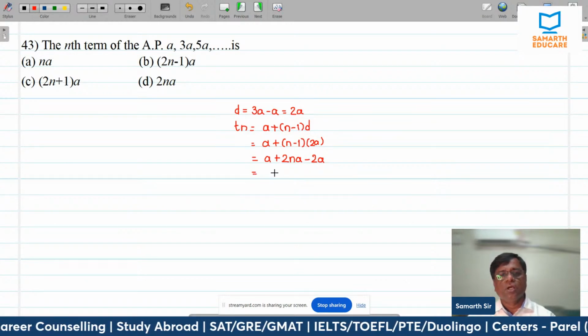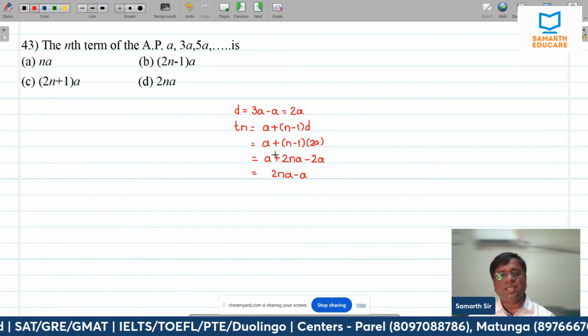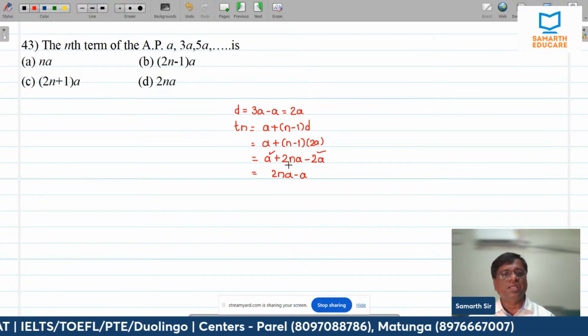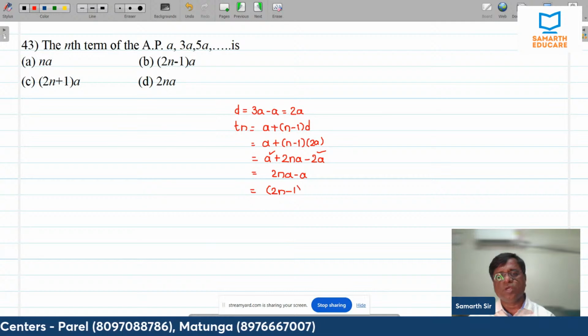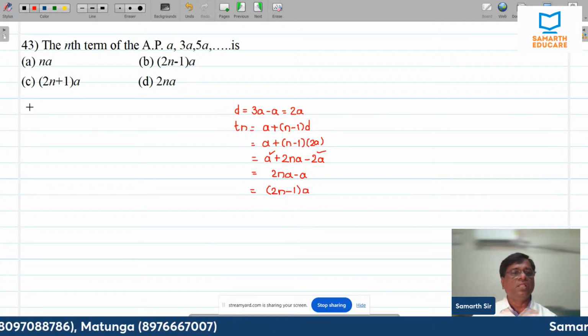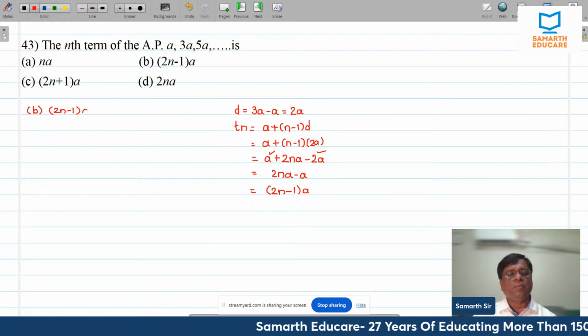So it is 2na minus a, because a minus 2a is minus a. I can take a common, and in the bracket what remains is 2n minus 1, into a. Hence the correct option is B, that is 2n minus 1 into a.